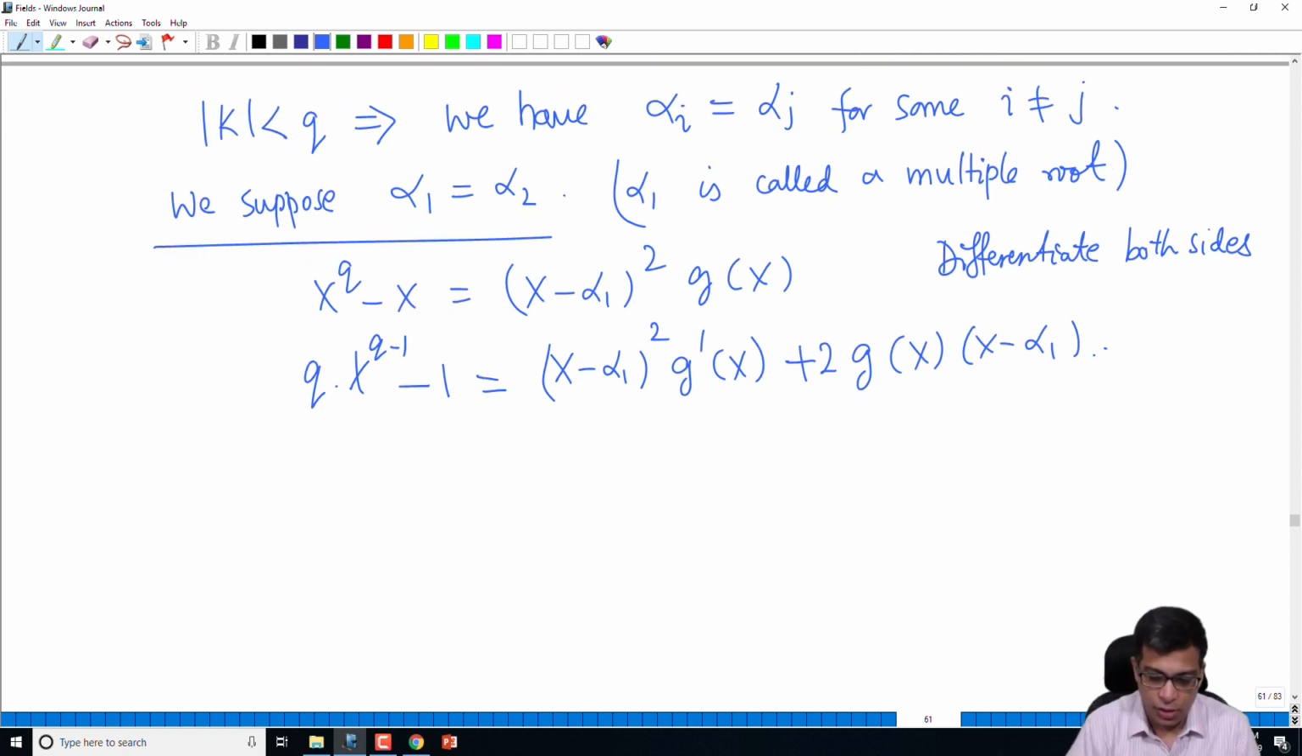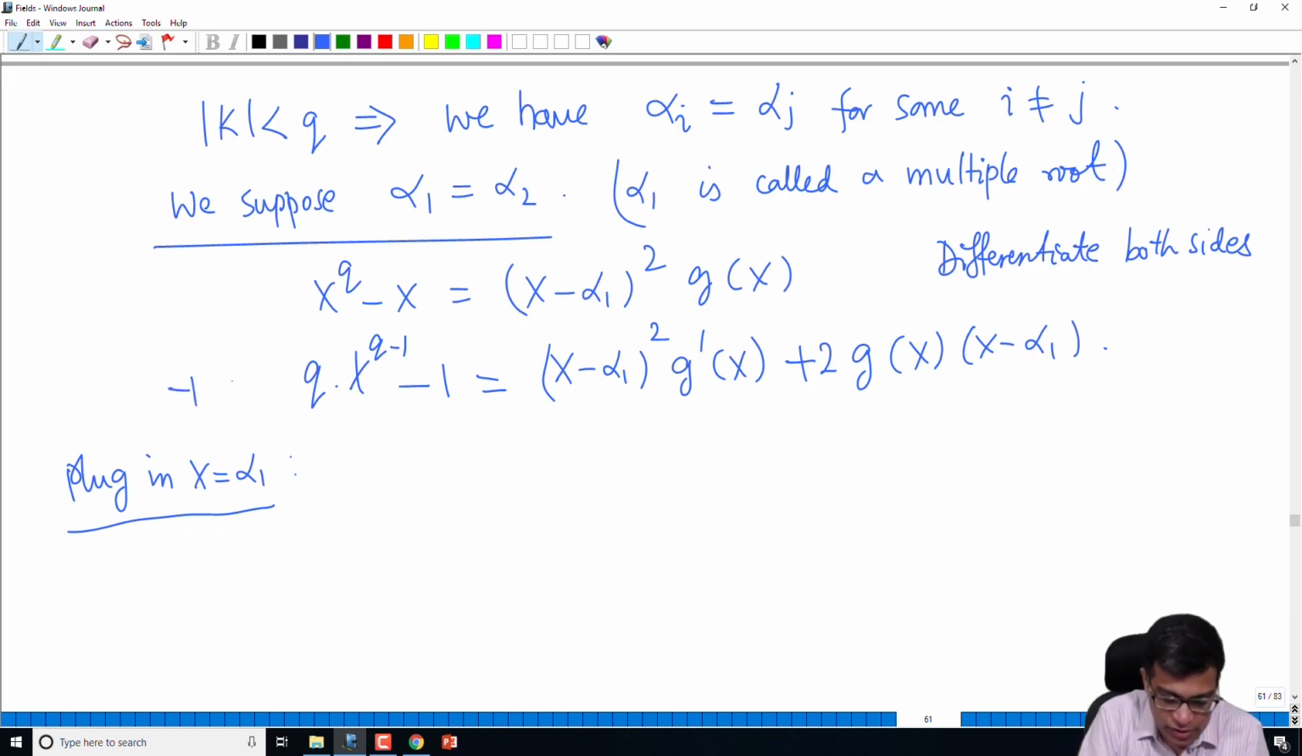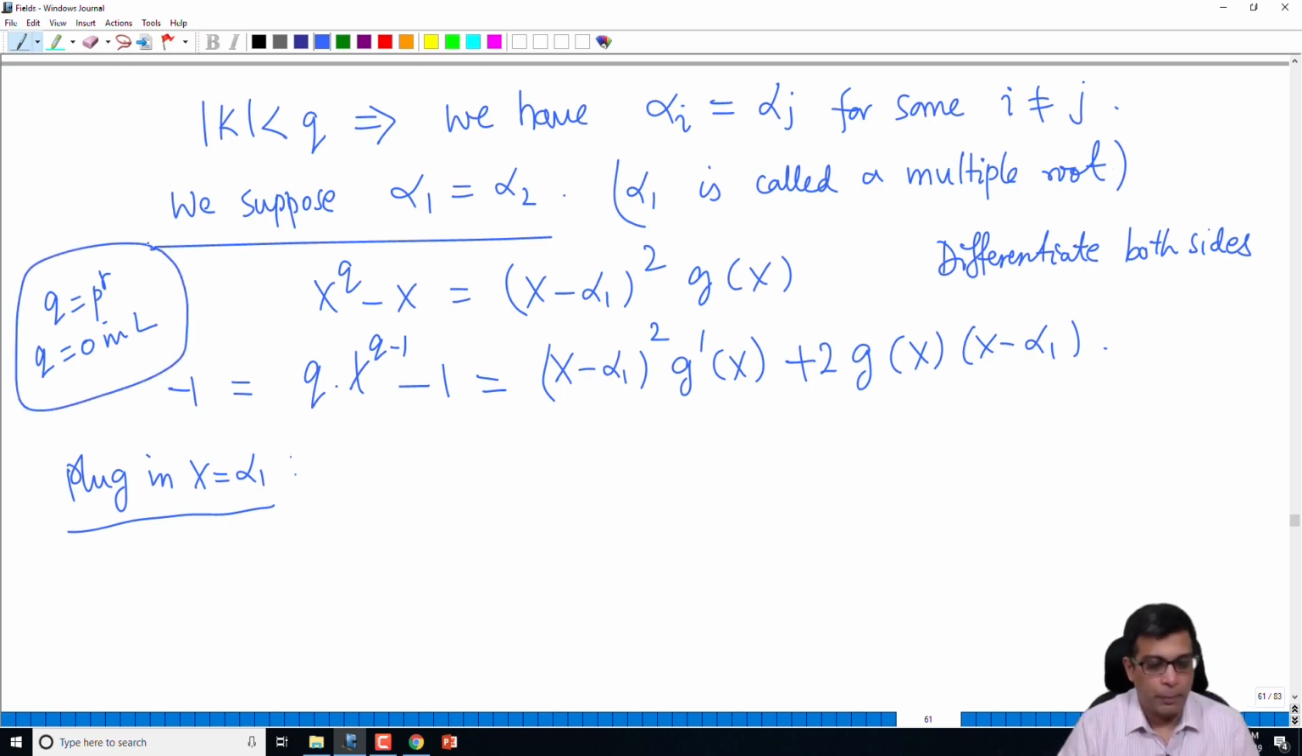So I have this. Now plug in x equal to alpha 1. What do I get? So the left side is actually equal to minus 1. Why is that? Because q is 0. Q is p power r. That means q is 0 in L. If L contains Z mod pZ, that means p is 0. Once p is 0, p squared is 0, p cubed is 0, p power r is 0. So q is 0, that means minus 1.